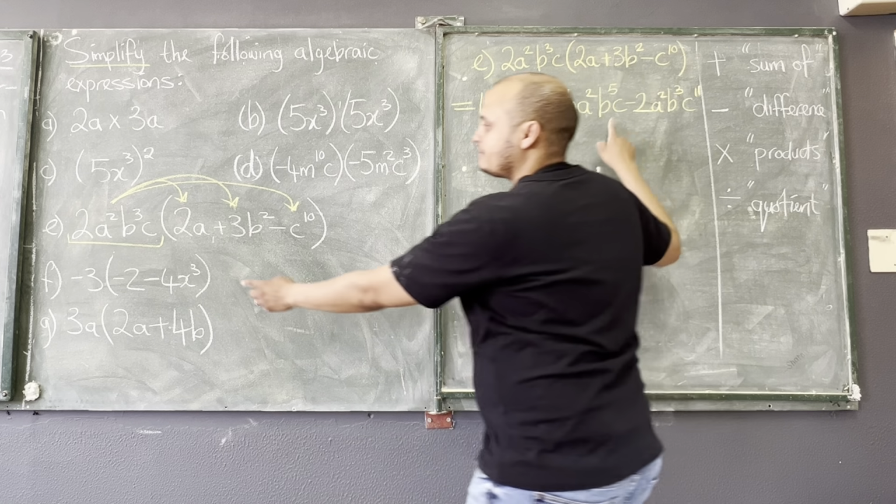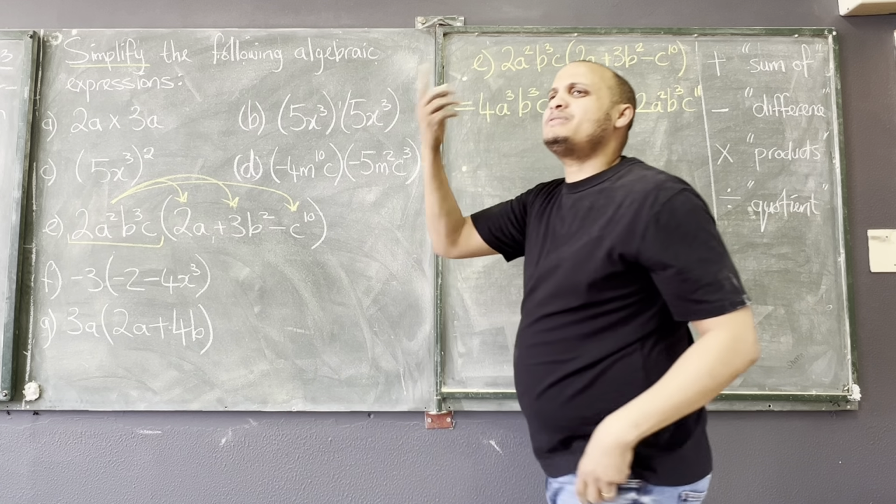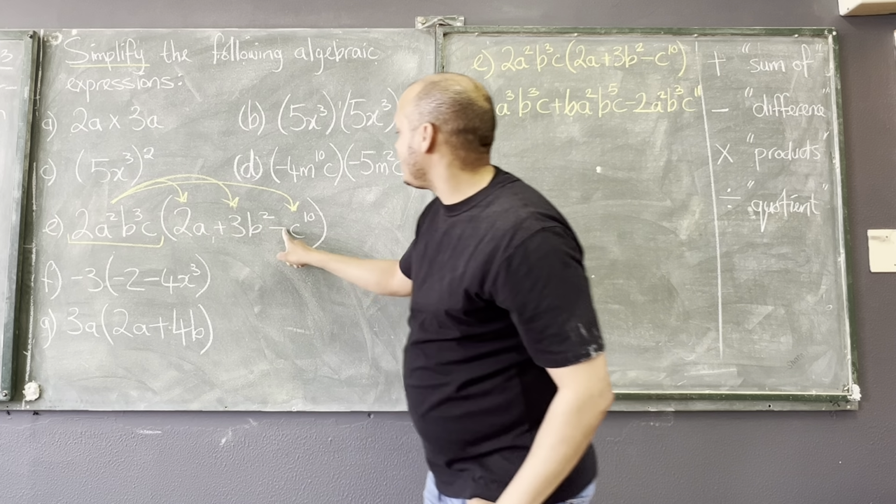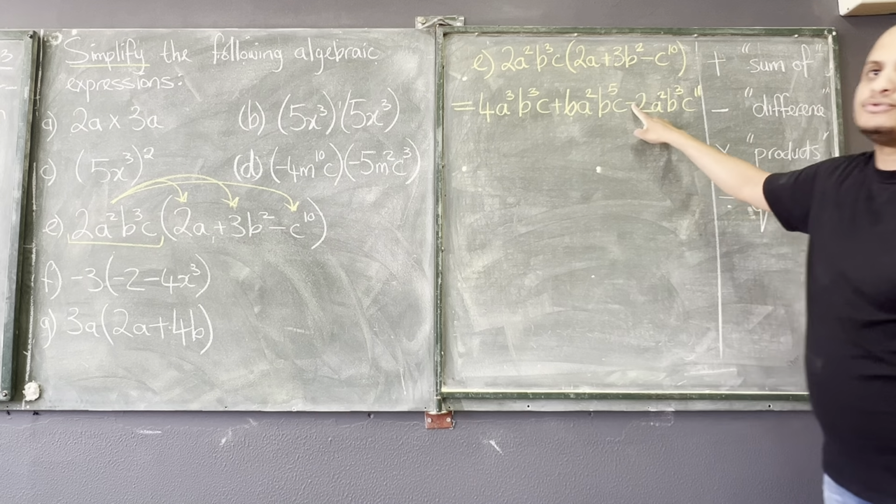Then the last term, I do the same thing. I'm doing the same thing 3 times. So I'm doing this now for the last term. 2 times negative 1 gives me negative 2. Then again the letters. a to the power 2 times, there's no a, so a to the power 2 stays a to the power 2. b to the power 3 multiplied by, there's no b, so b to the power 3 stays b to the power 3. Then lastly, c to the power 1 multiplied by c to the power 10 is c to the power 1 plus 10, which is c to the power 11.